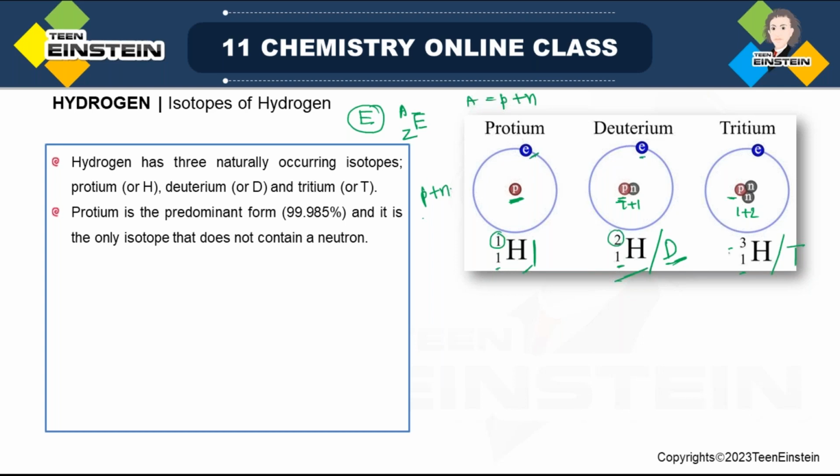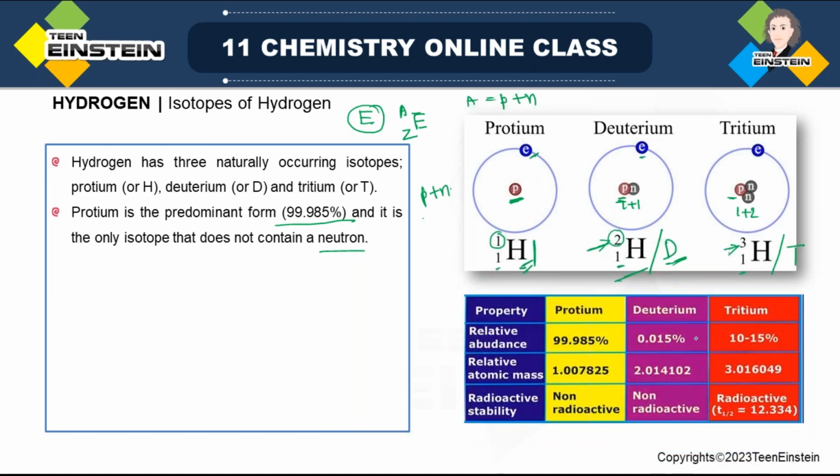Protium is the most common one, hydrogen basically. Writing H for all the isotopes is possible, but then you have to mention the mass number. Otherwise, if you simply use H for all isotopes, you will not be able to differentiate them. So for differentiation, you should mention the mass number. If you simply write H, D, T, then we can understand directly. Protium is the most predominant form, as you can see from the percentage, and it is the only isotope where a neutron is not present. In the other cases, neutrons are present.